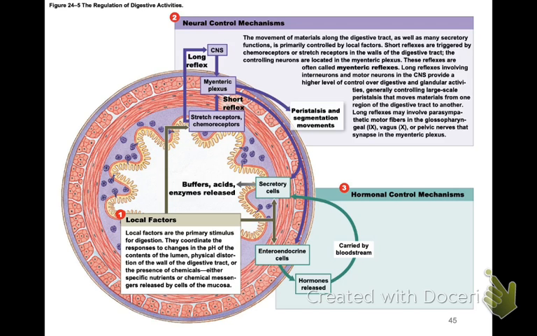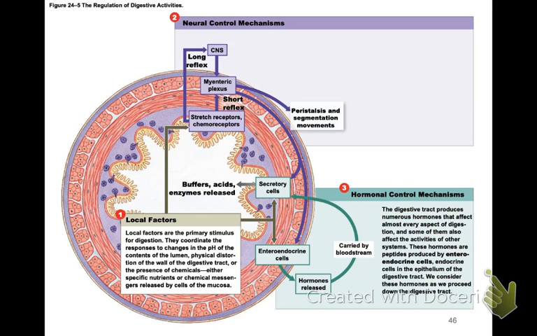So here's the diagram out of your book, looking just at the neural control mechanisms here. You have your long reflexes and short reflexes, and if it's hitting the myenteric plexus, it's going to cause peristalsis. If it hits the submucosal plexus, it's going to cause secretion. But you've got the long reflexes that go all the way to the spinal cord and brain.